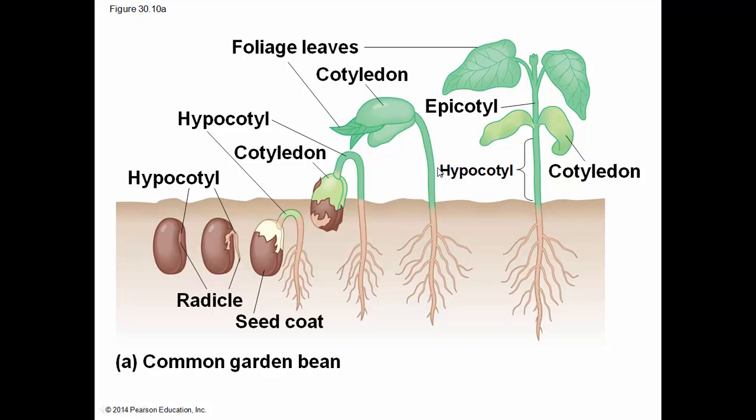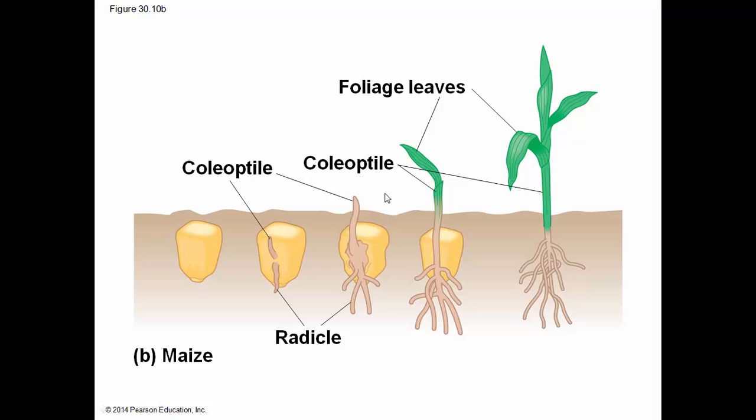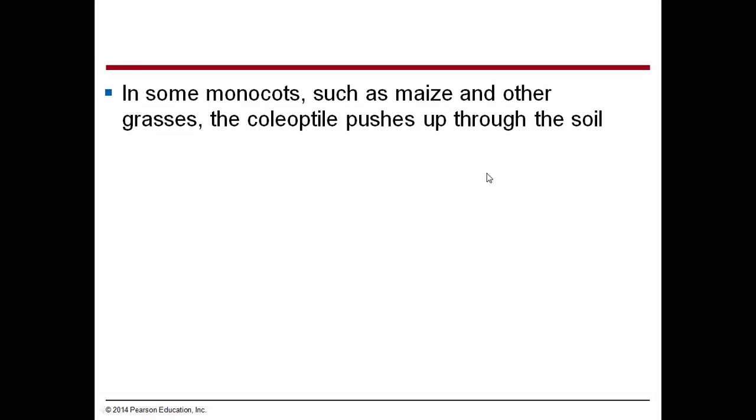It's the same thing for corn, except that instead of pulling the hypocotyl out of the soil, it pushes the coleoptile out of the ground, and then the basic foliage leaves form kind of right away. In some monocots, such as corn and other grasses, the coleoptile pushes up through the soil.